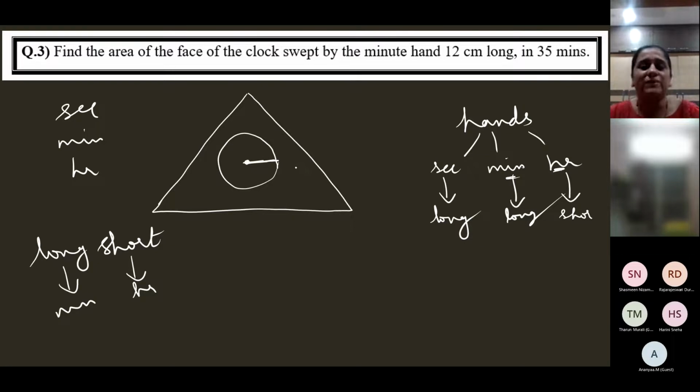Irrespective of the shape of the clock, the three hands are fixed at a central point. So when they move around that point, they'll always trace a circle. They'll always sweep a circle. And these three will be three concentric circles because they have different radii. The lengths of the three hands are different. They have the same center, but three different radii.